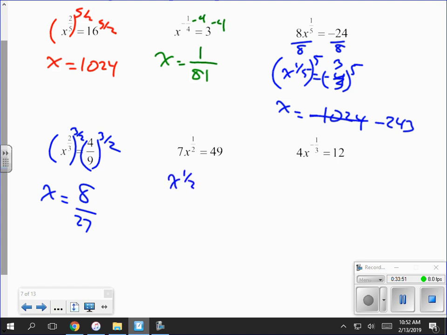I get x to the 1/2 equals 7. And then I square both sides. The reciprocal of 1/2 is 2. That gives me x equals 49.